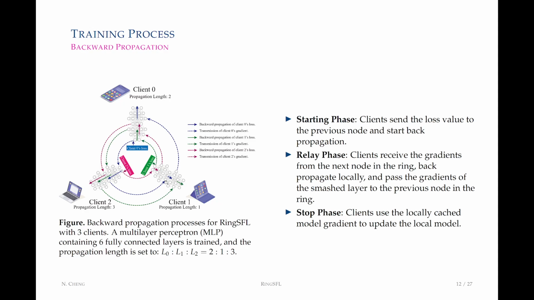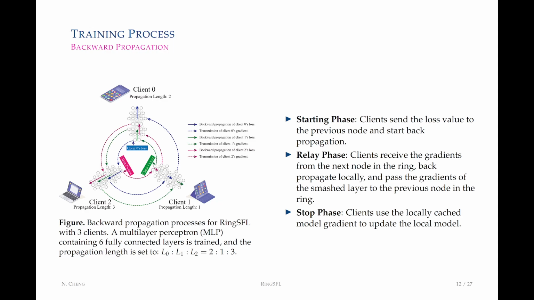Similarly, client 1 backpropagates 1 layer and client 0 backpropagates 2 layers to complete the backpropagation process. It can be noticed that during this propagation process, the computed gradients are distributed over these 3 layers, thus achieving better privacy performance.